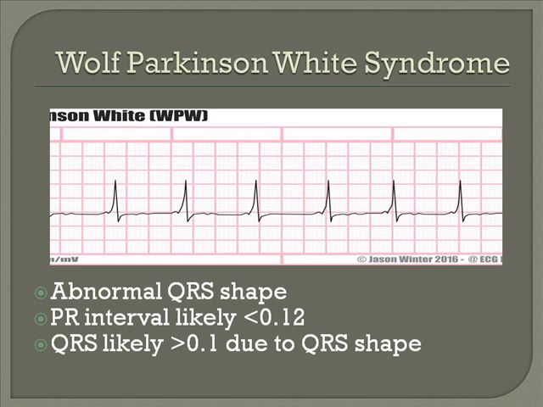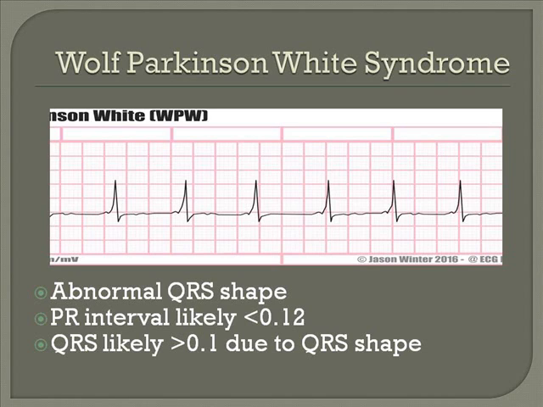Now, Wolff-Parkinson-White syndrome is a type of conduction abnormality in the heart. It is caused by an extra pathway between the SA node and the ventricles. It results in an odd-shaped QRS that is usually wide, and the PR interval as a result of this is usually narrow. But again, the PR interval can be normal, and the QRS can be narrow.